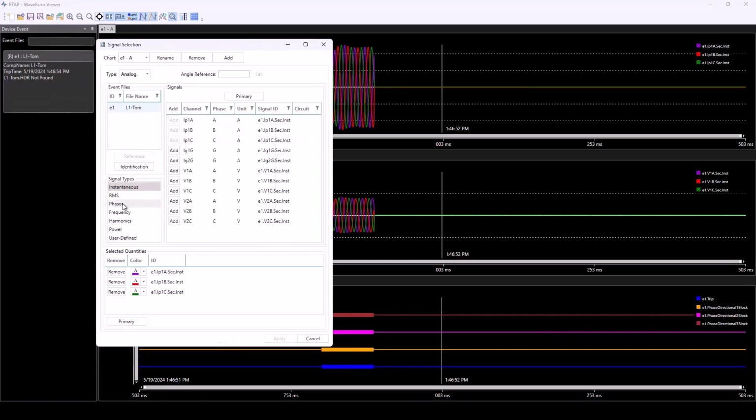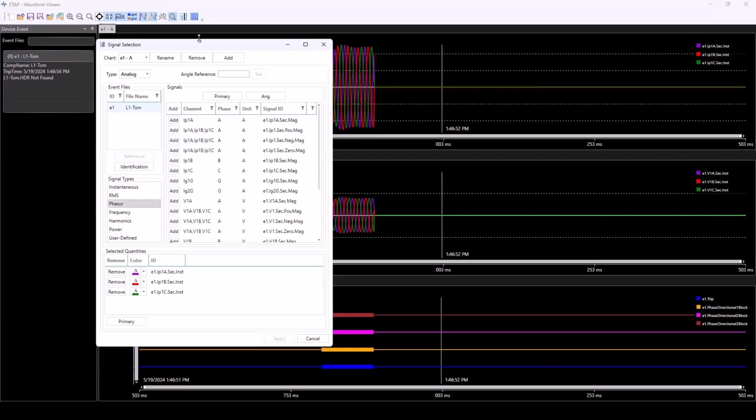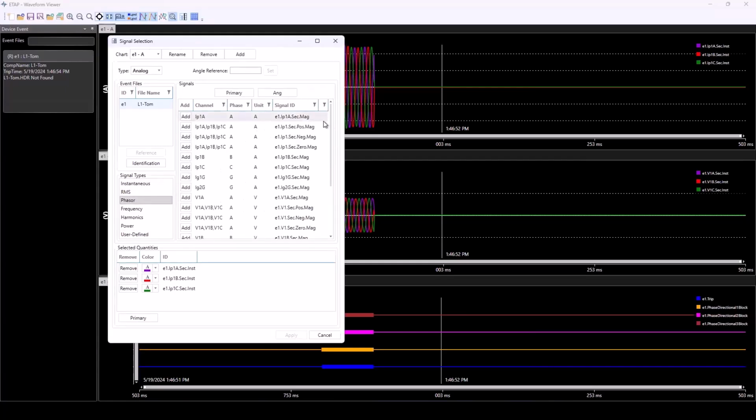Also, they can go ahead and display the RMS values, phasor values, frequency, or harmonic values for diagnosing power quality issues, reactive or active power. They can also define some user-defined variables and display them on the charts. So let me go ahead and bring in the sequence component values for the voltage. So I'm going to go to the phasor part and go to the primary and select the positive sequence, negative sequence, and zero sequence of voltage.